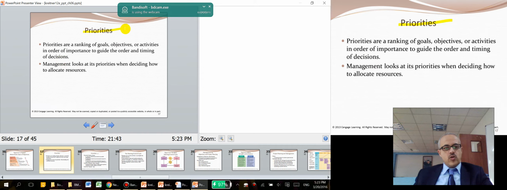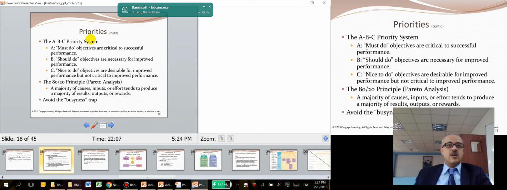Next, we've got this idea of priorities. You want to be able to rank priorities, goals and objectives, and achieve them in the order of importance. What's more important, 5% of this or 10% of that? Management looks at the priorities when you decide how to allocate resources. What's more of a priority to focus on? Do I focus more on the MBA, or more on my job, or more on my kids? ABC priority: A is a must-do, B is a should-do, and C is a nice-to-do. So you always want to re-look at the things you need to do: what you must, what you should, and what's nice to have.